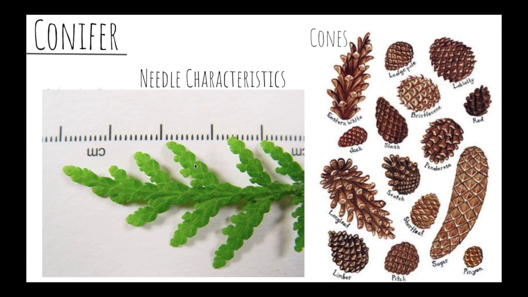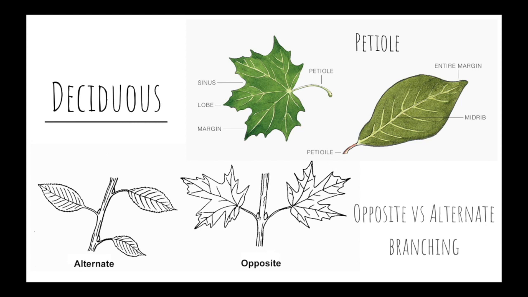For conifers, your cones can also really help you identify what tree you have. For this presentation, we're not going to go into depth, but a lot of your field guides or even the web can tell you a little bit more about the different cones out there and how they can help you identify a tree. So now let's talk about our leaf characteristics for deciduous trees.